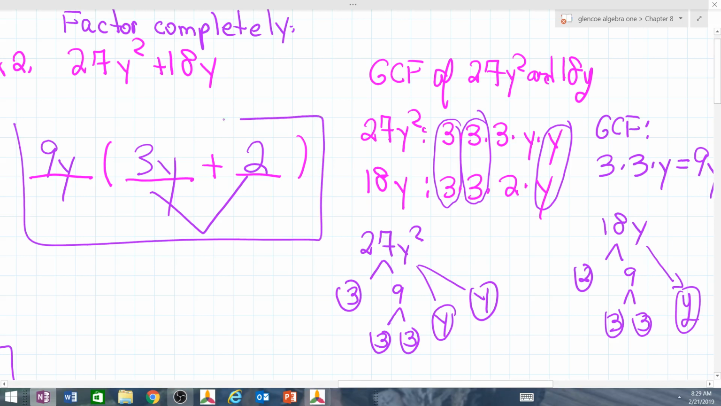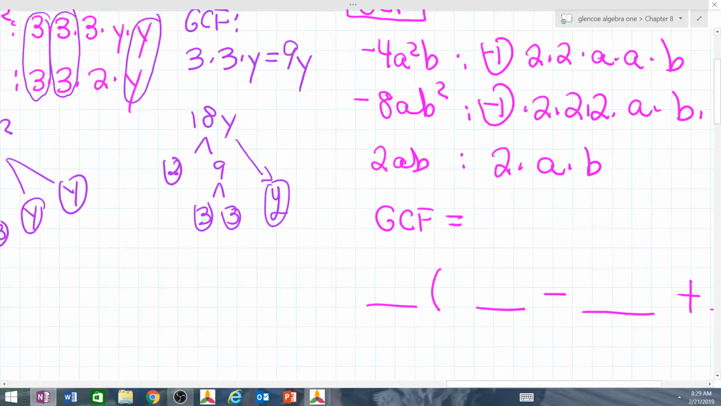Now to check your work, watch what you would do. You would use the distributive property, and because what's in parentheses has nothing in common but a factor of 1, when you go ahead to check your work, you should get back, and you do, 27y squared plus 18y. Does anyone have a question? Okay, now that I've gone through it twice, let's let you do one.